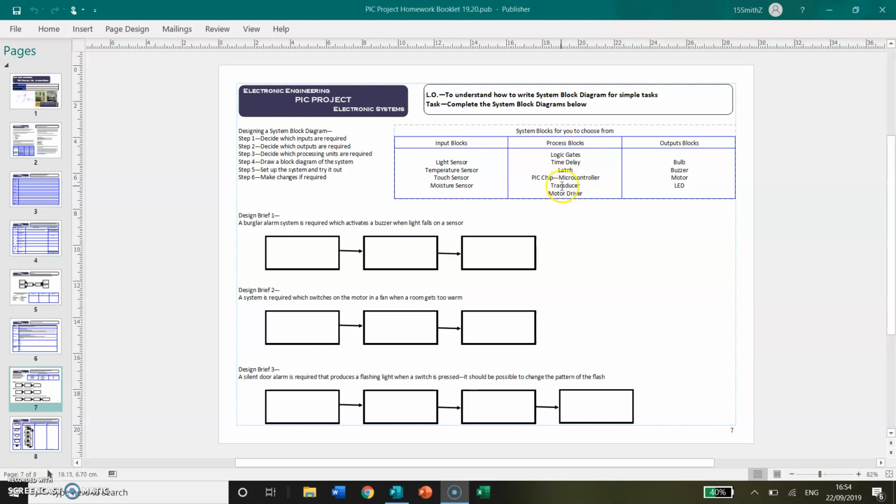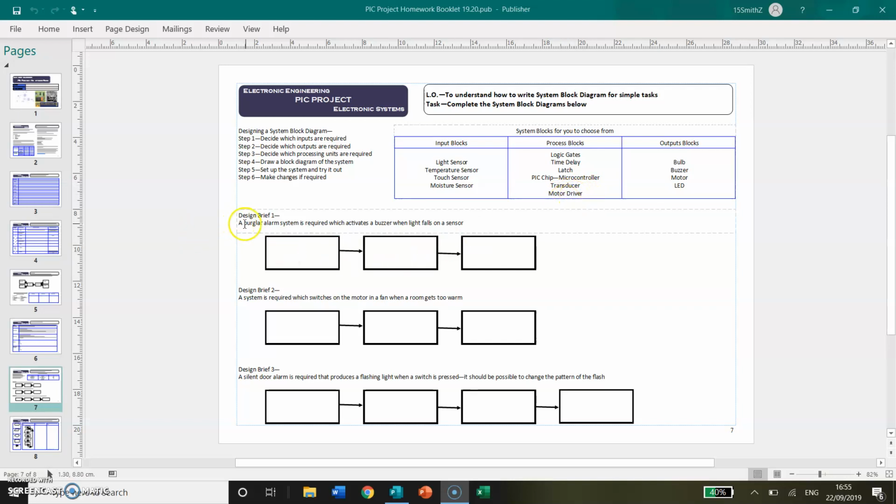A transducer, now this is very important because a transducer basically is used to make sure that you have sufficient voltage and current to work your output block. This could be a transistor, it could be an op-amp, it could be what's called a FET, lots of different things, but basically it's a booster to make sure you've got sufficient power to actually run your output. And most circuits will need a transducer of some sort. A motor driver is a specific type of transducer that is designed to literally drive motors.